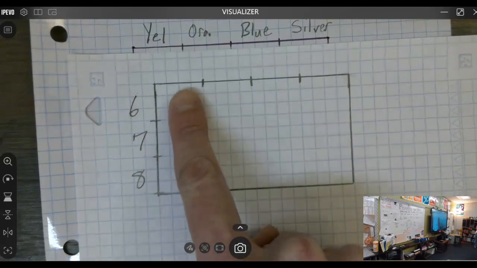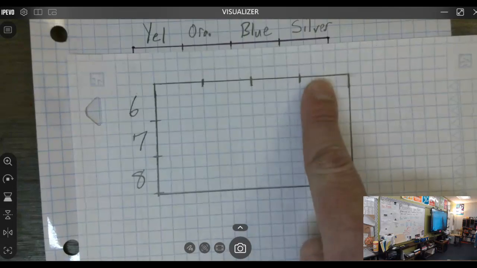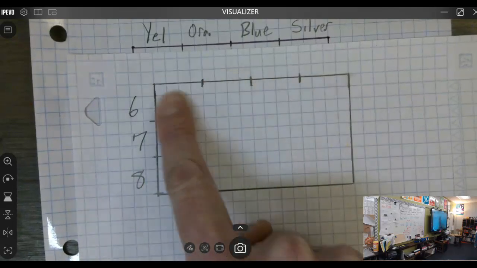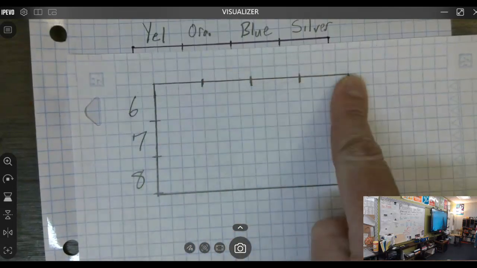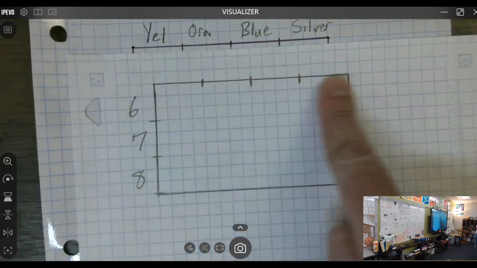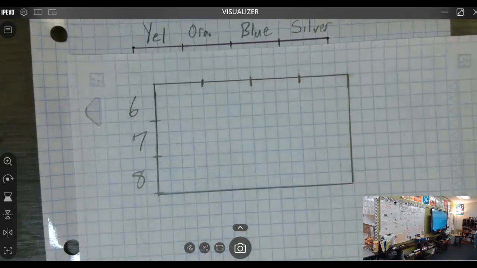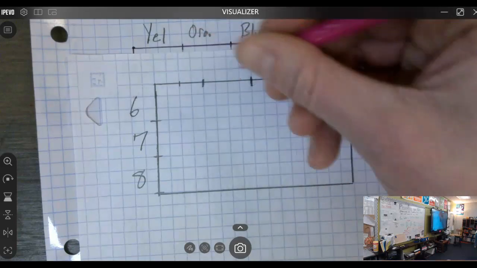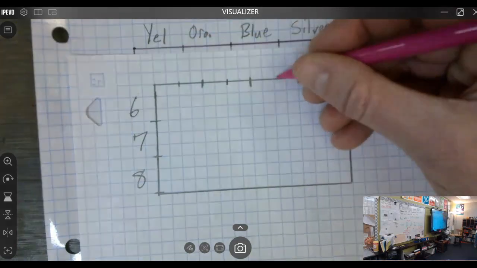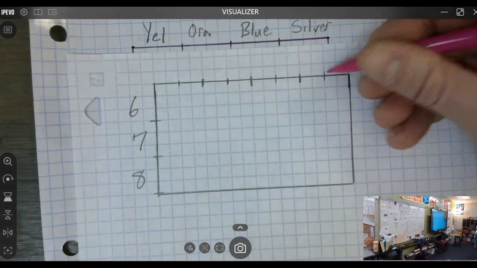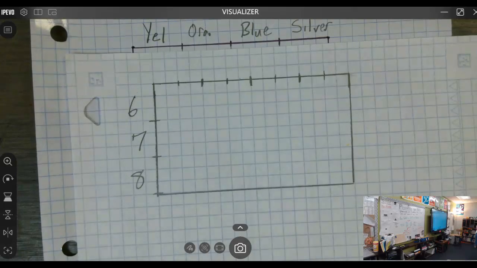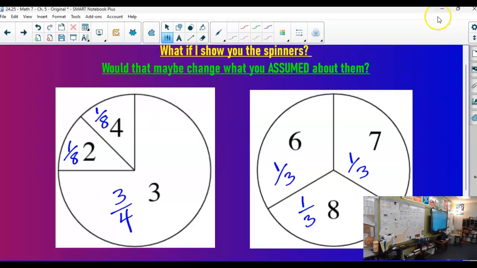Now wait, I've got this split into fourths right now, right? Like if I do 4, 4, 4, and 4, could I split this into eighths? Yeah, I could just do a little split there, split there, split there, and split there. So we could split this into eighths. I want you to talk with your teammate about how we can actually model it to match what the spinner actually looks like.